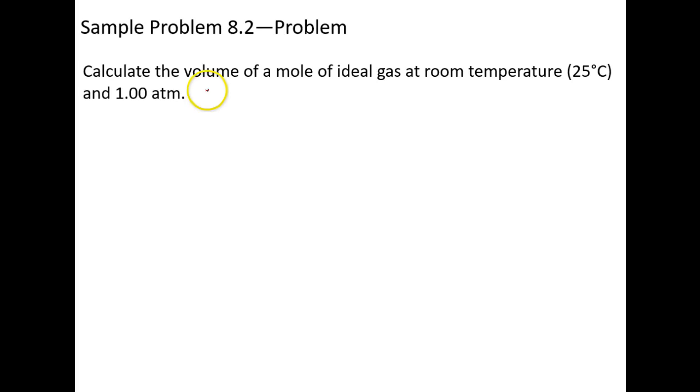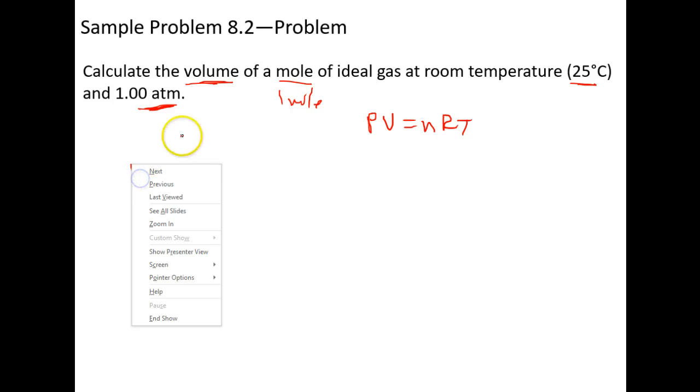Okay, so calculate the volume. I'm giving you 1 mole of an ideal gas at room temperature, 25 degrees Celsius, and at one atmosphere, which we kind of already talked about. So we have our equation, PV equals nRT. I also need a pressure here. Apparently they did not give me a pressure. So I'm sorry, they did give me a pressure, 1 atmosphere. Sorry about that.